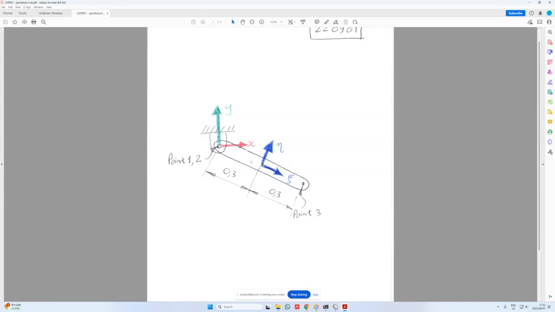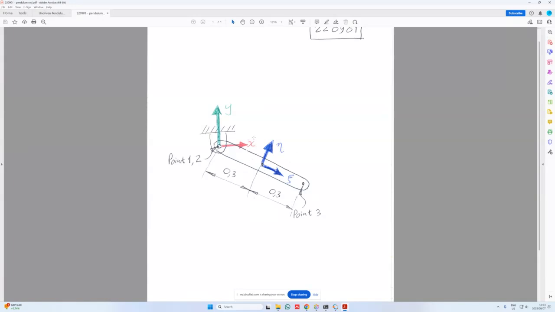So xi is orientated in line with the length of the pendulum rod, and eta will then be perpendicular to the rod. The xy, or the global coordinate system, is on ground, and it's also placed at the revolute joint on ground. And then I have points 1 and 2. So point 1 is the point that is on ground for the revolute joint, and point 2 coincides with point 1, but it's now on body 1.